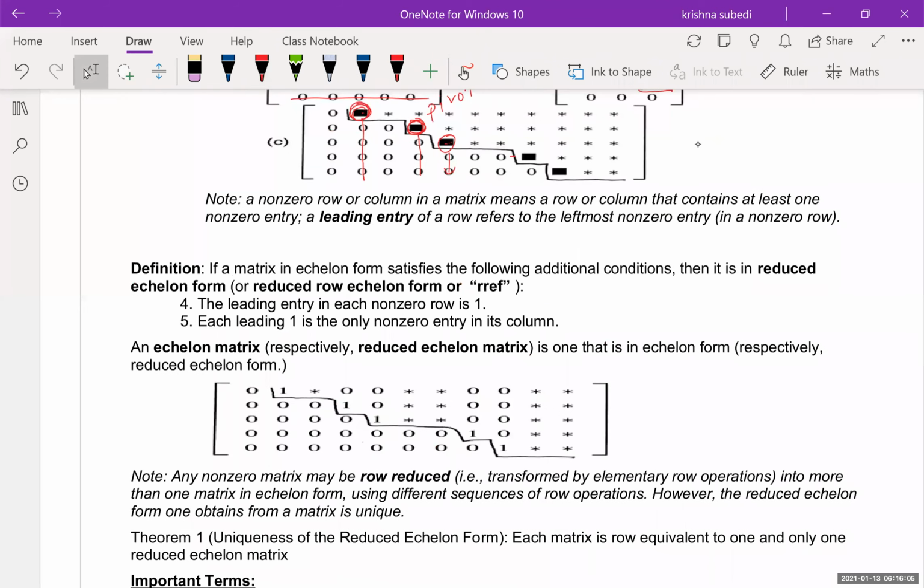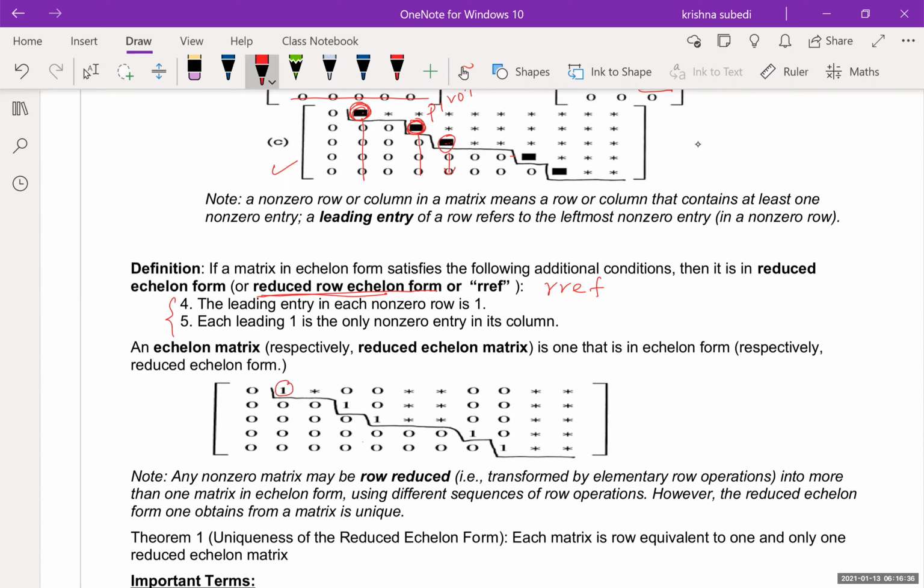And there is another term, reduced row echelon form. In short, we call it rref, reduced row echelon form. Okay, echelon form and reduced row echelon form. What's the difference? Well, in order for the echelon form to be reduced row echelon form, it has to satisfy two more properties. Property number four, the leading entry in each non-zero row must be 1.